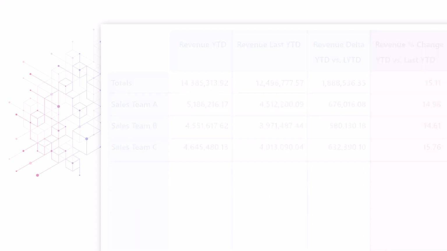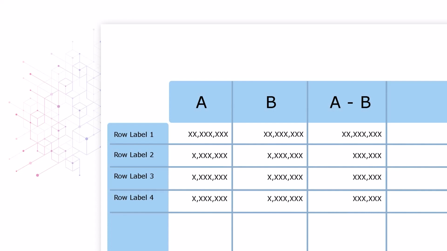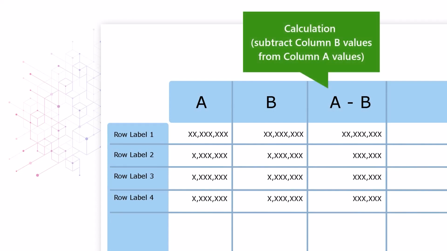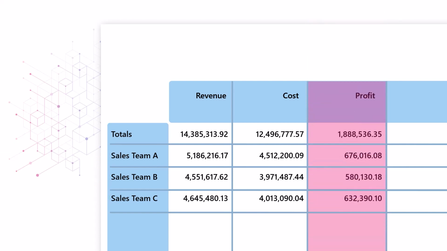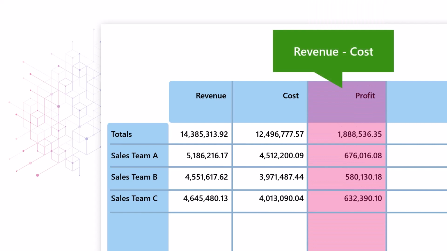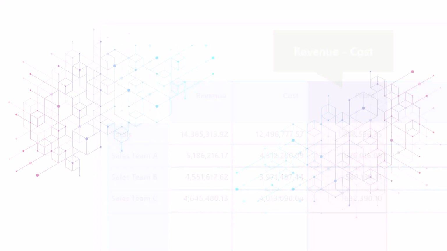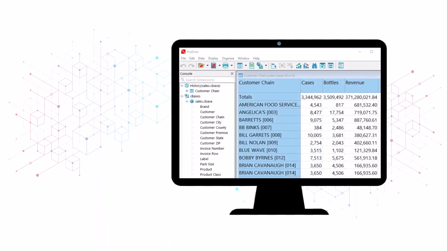And finally, you can perform your own calculations with your data to gain further insight into it. For example, say you have columns that show the current revenue and cost figures for each of 3 sales teams. To the display, you can add a column that subtracts the cost from the revenue to show the profit for each sales team. So that's the bird's eye view of ProDiver.